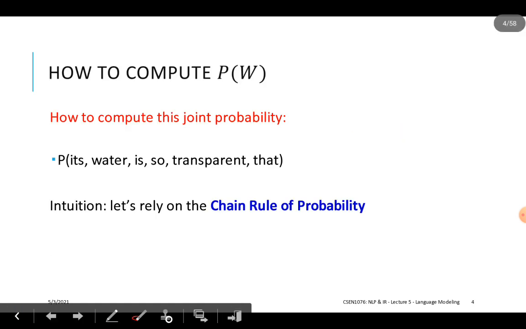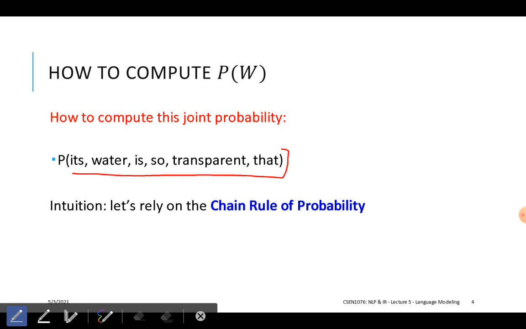So how do we proceed to compute this probability? In essence, it's a joint probability. If you want to compute the probability of the sentence, "its water is so transparent that", it's basically the joint probability of all of these words combined in this order. But this will prove challenging to compute, so we'll try to simplify it. How can we simplify it?